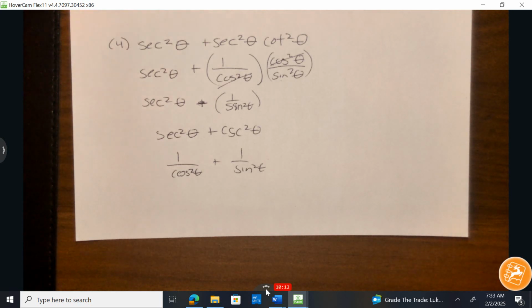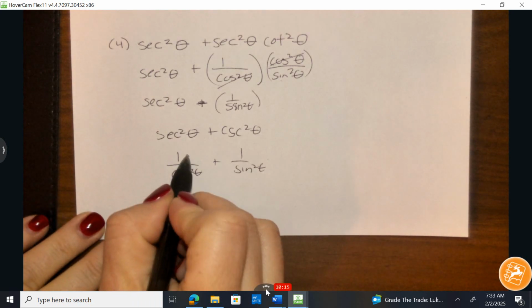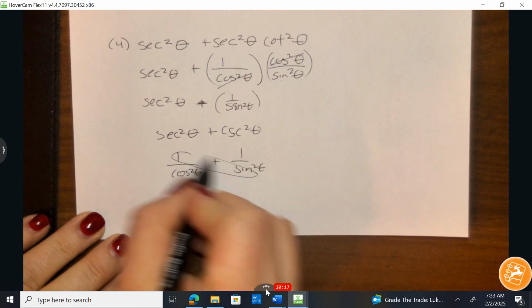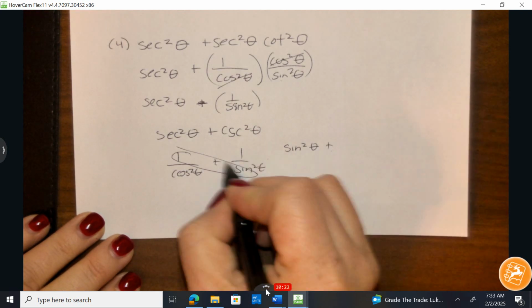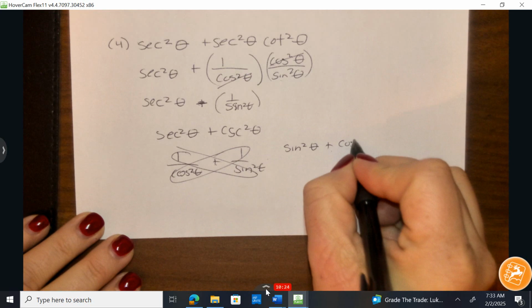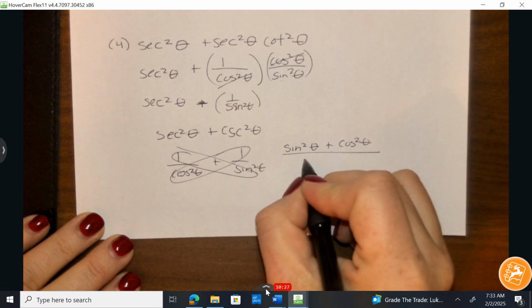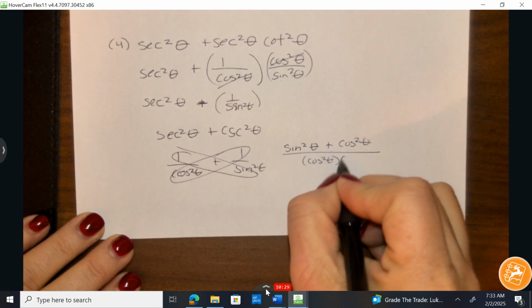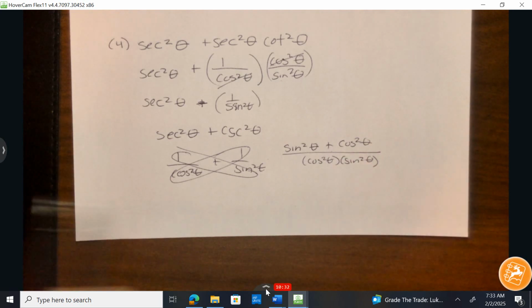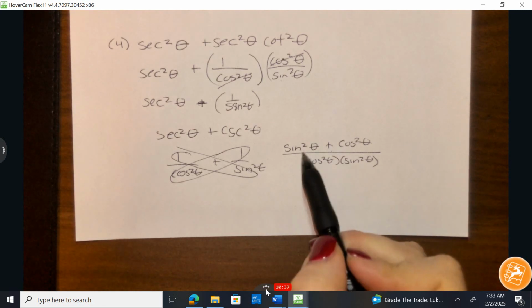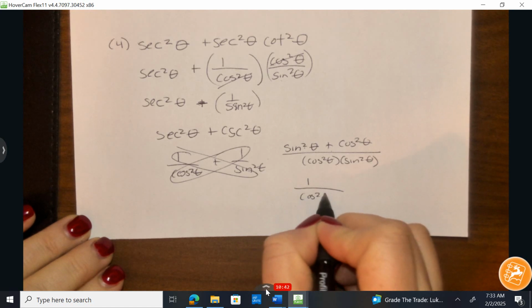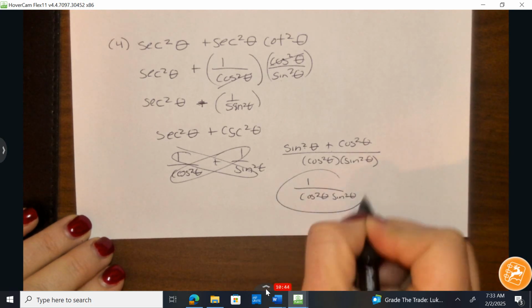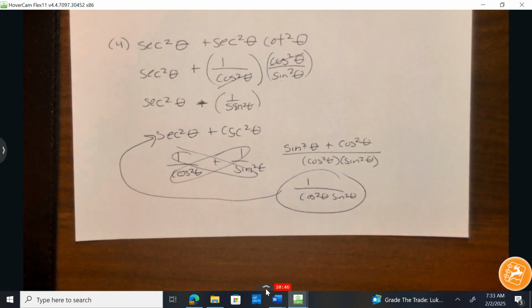And so I'm going to go ahead and use that butterfly method. 1 times sine squared is sine squared theta plus 1 times cosine squared is cosine squared theta. Now I'm going to multiply the two in the bottom: cosine squared theta times sine squared theta. I recognize that the most basic trig identity I have to know is that cosine squared theta plus sine squared theta is equivalent to 1. So this is equal to this.